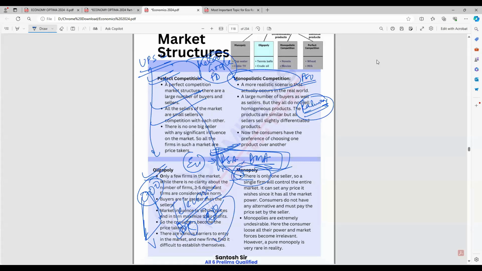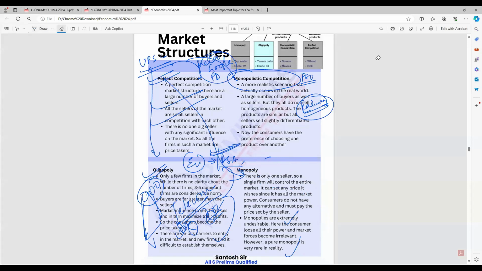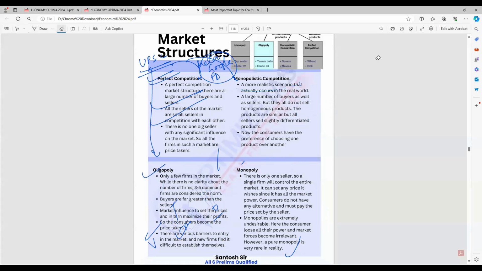Monopoly means what, guys? Only one company dominating everything. That is a little bit difficult in India. Only PSU monopoly is sometimes there, but in the private sector, I don't think there is any monopoly example. Do you know any monopoly example? I don't think so. So let us come back to this thing.